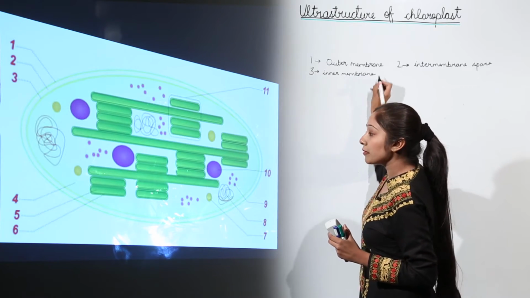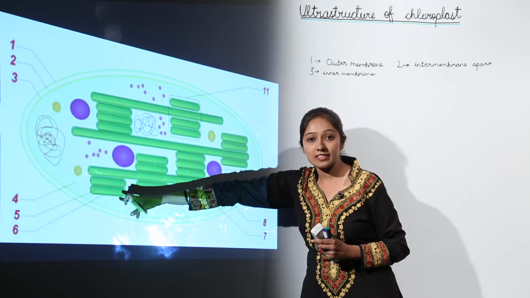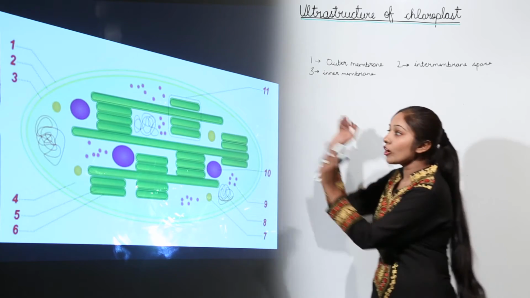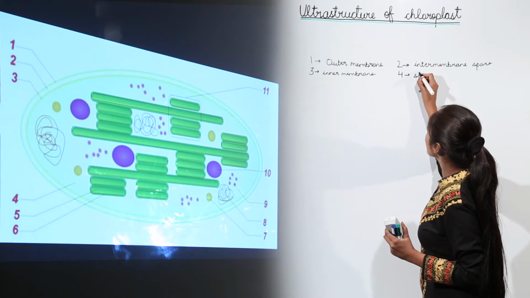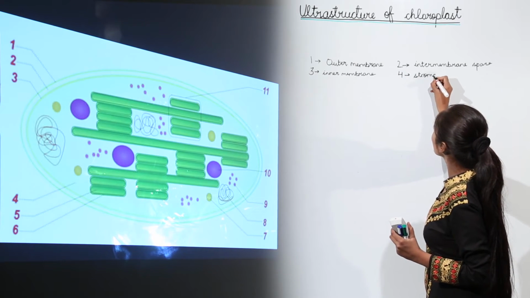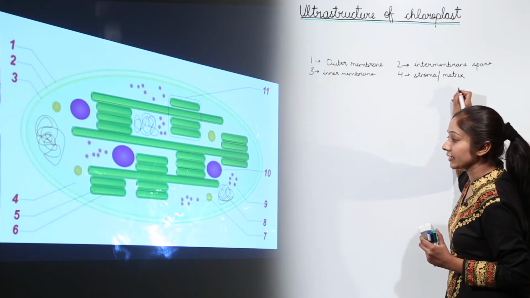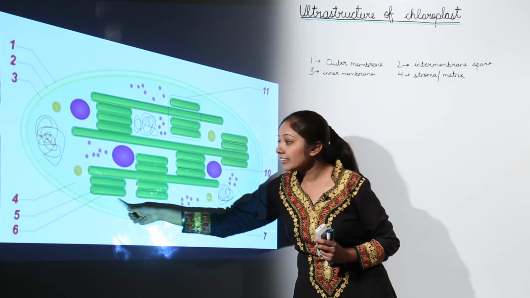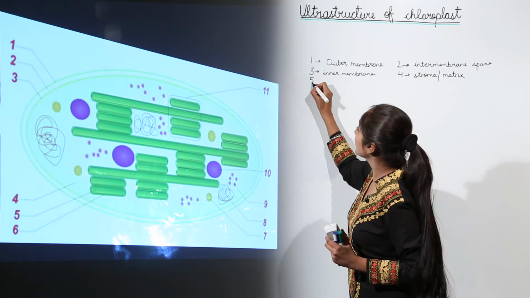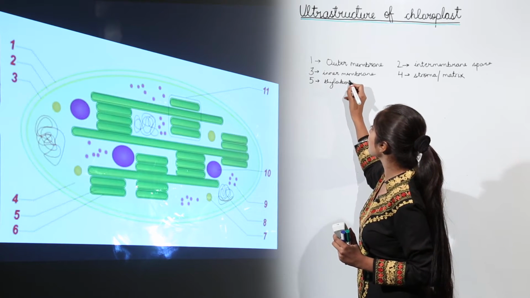Moving on to number 4. What do you think? How are you going to label this number 4? Obviously, after this envelope, we have the stroma or the matrix. So number 4 is stroma, or you can also call it matrix. Moving on to number 5. Number 5 is a thylakoid, a single thylakoid.